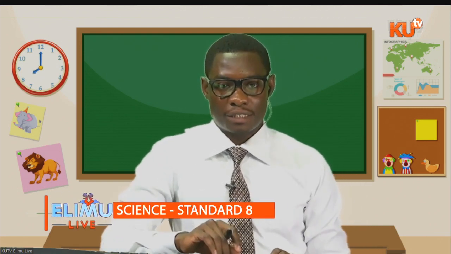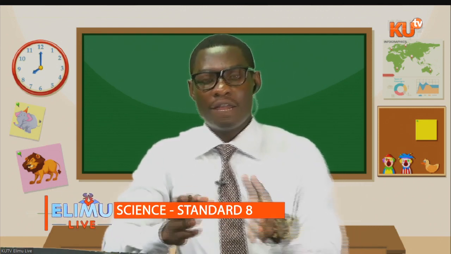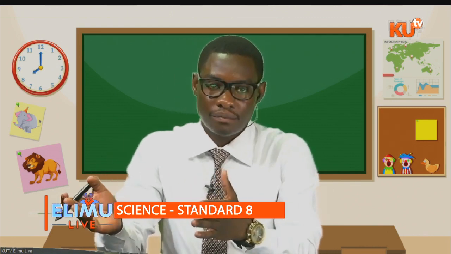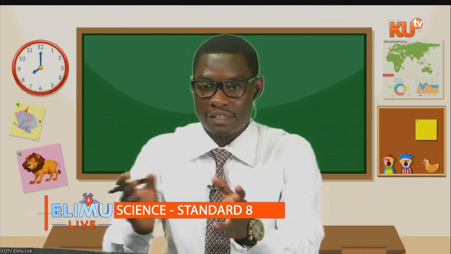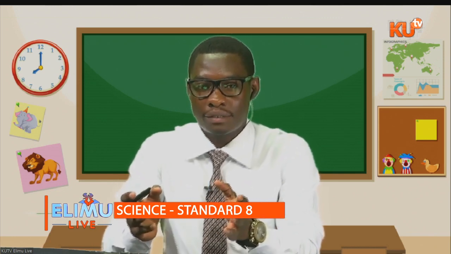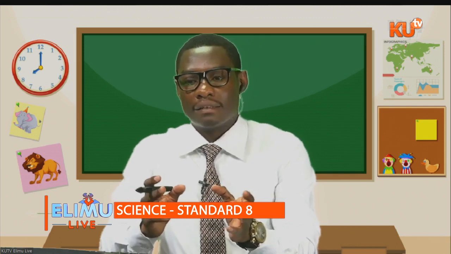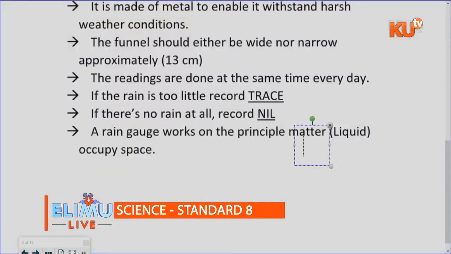Now, a wind vane has an arrow and it has a tail. I'll be showing you the diagrams shortly. Just be patient.